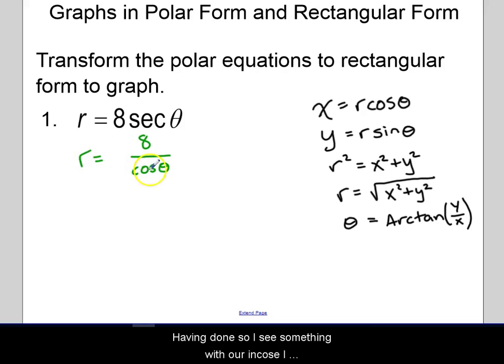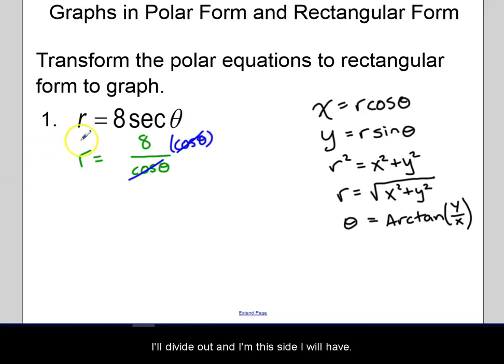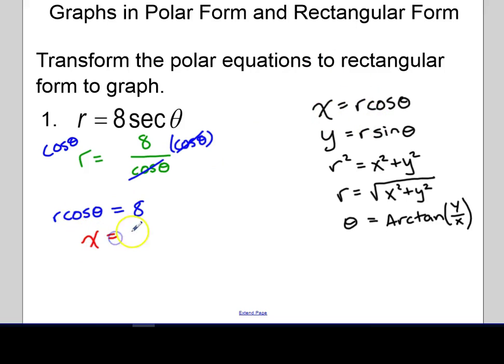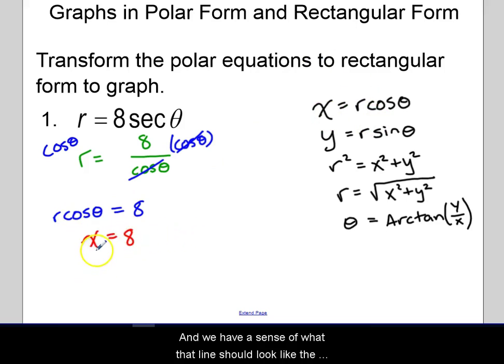Having done so, I see something with r and cosine. So if I were to multiply both sides by cosine to undo this division by cosine, that'll divide out. And on this side, I will have r cosine theta, which I'm familiar with. That's one of my conversion rules. So on the left side, I've got r cosine theta, and on the right side, 8. Great. Now I can make a substitution using x to just say x equals 8. And we have a sense of what that line should look like, the vertical line where all points have an x value of 8. Well, let's check that out on our graph.